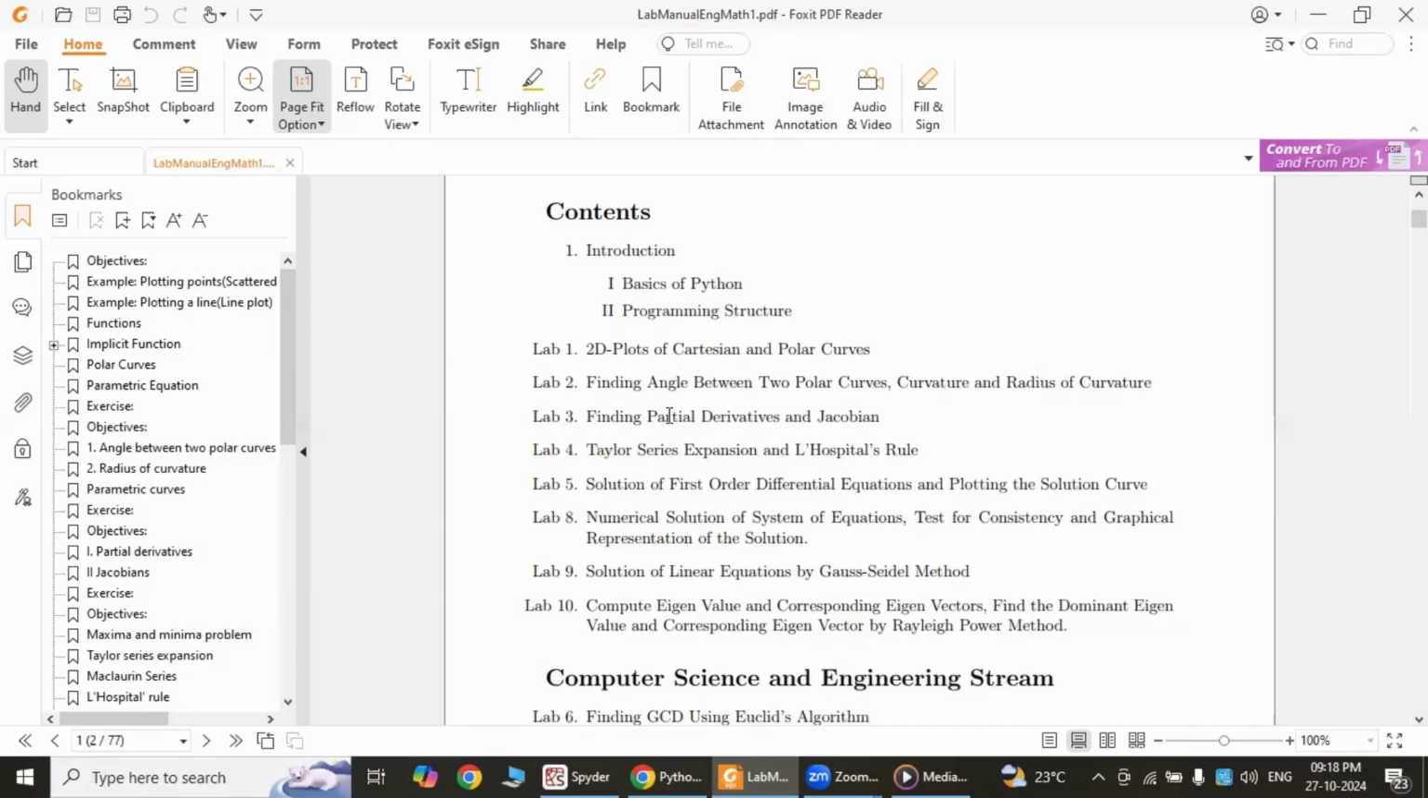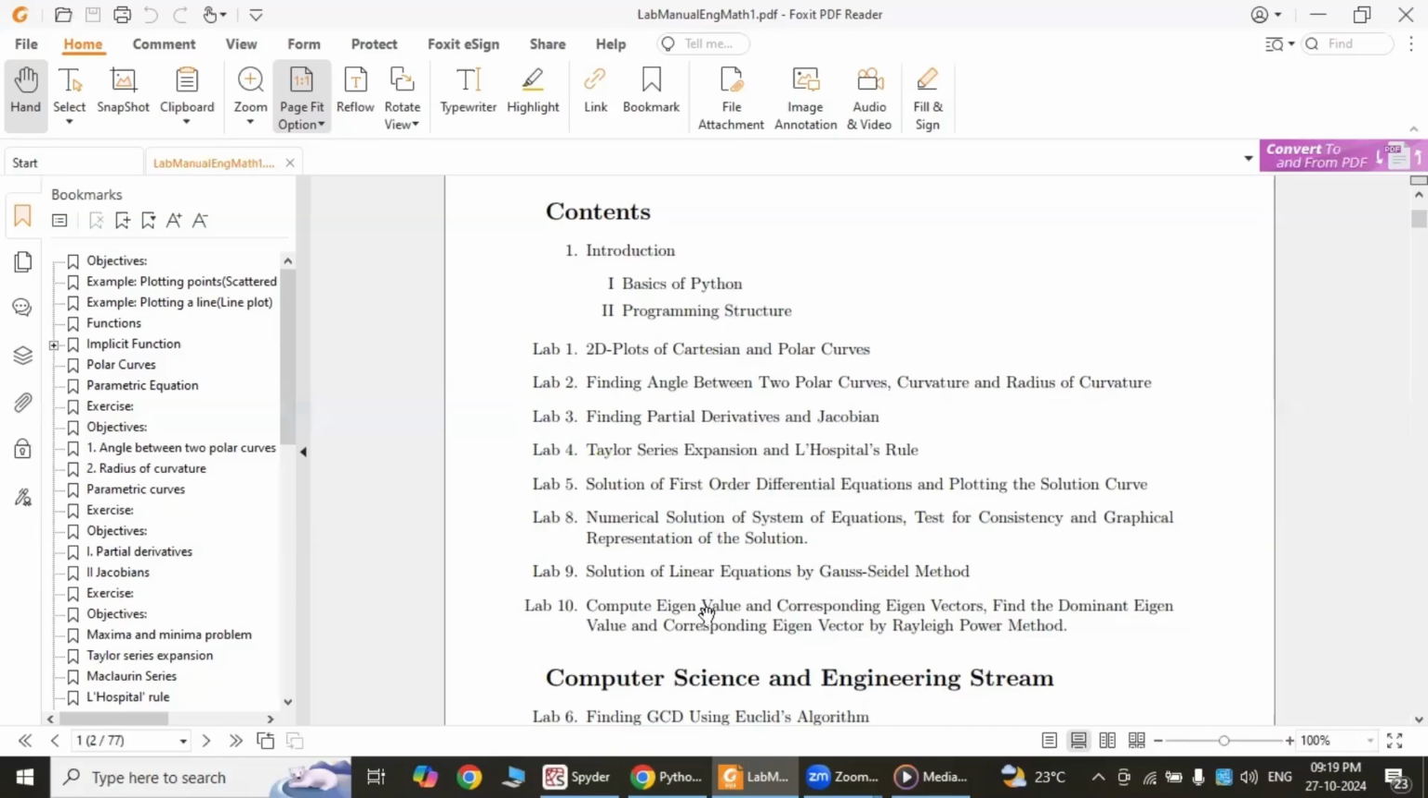Lab 3, this focuses on calculus concepts related to multivariable functions. Lab 4, Taylor series expansion and L'Hospital's rule. It covers advanced calculus topics like Taylor series and limits. Lab 5, this deals with solving and visualizing differential equations.